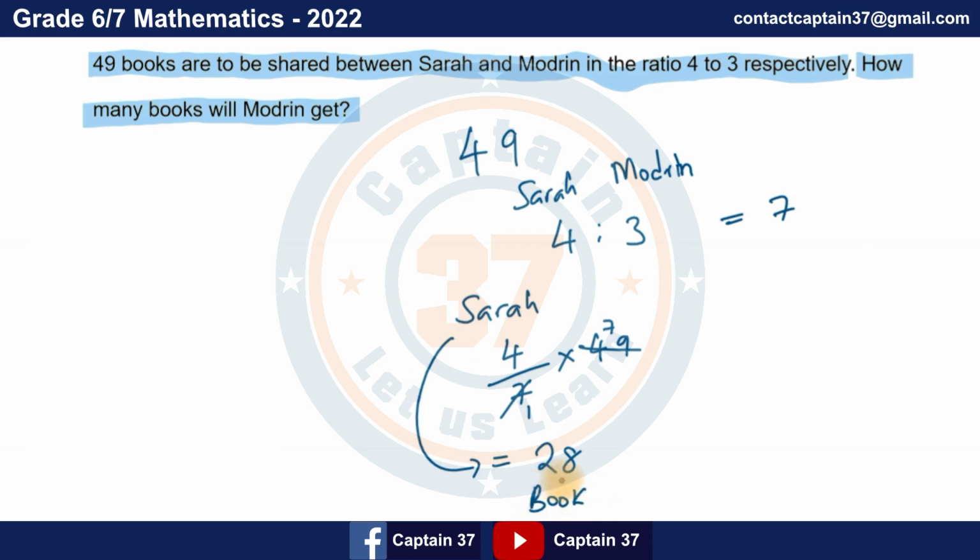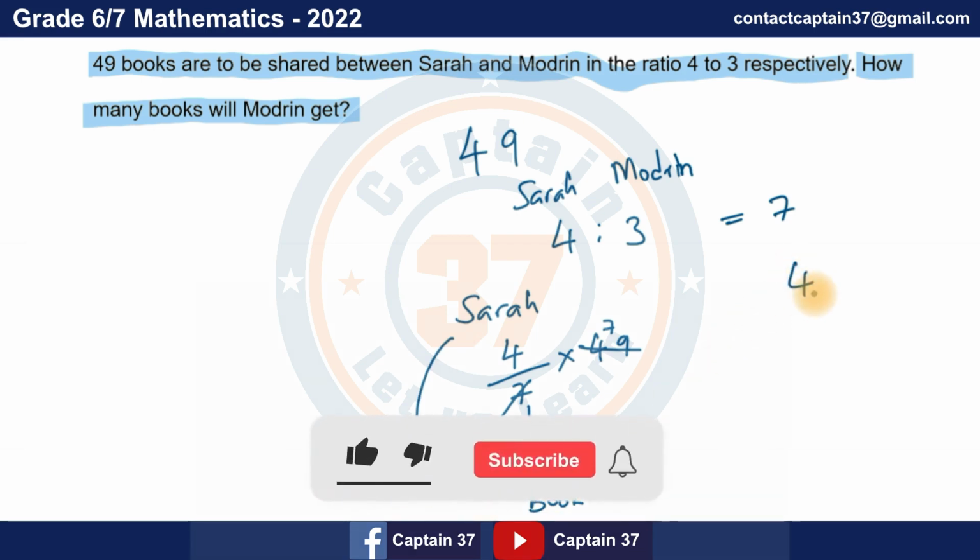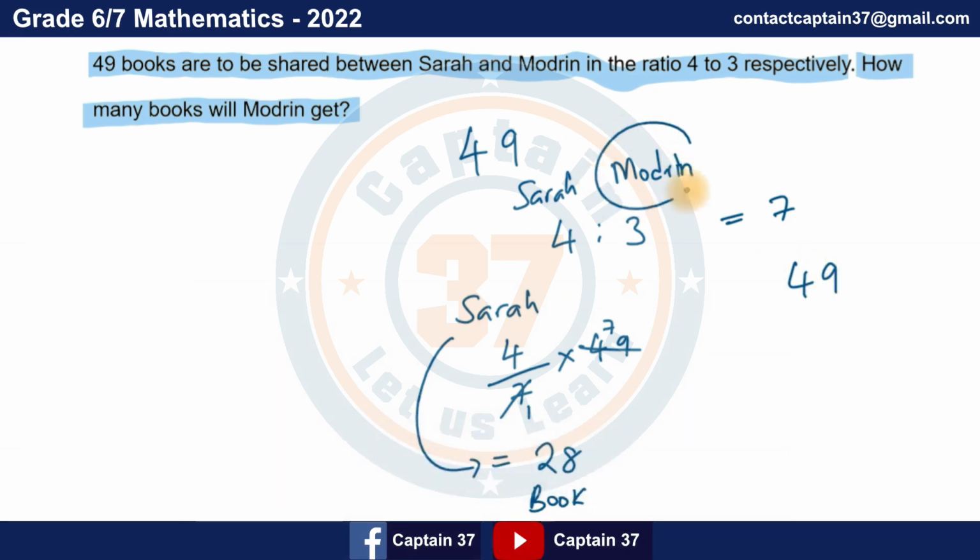If Sarah is going to get 28 books and there were 49 books, what is the difference? Because that difference is what's going to give us Maudrine's number of books. So 49 minus 28. 9 minus 8 is 1, and 4 minus 2 is 2. So it means that Maudrine got 21 books.